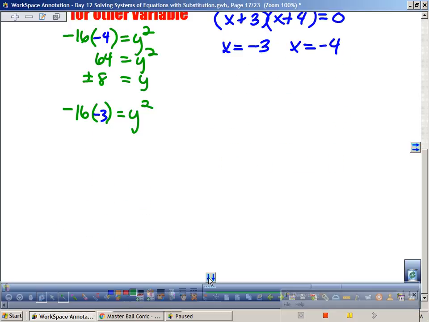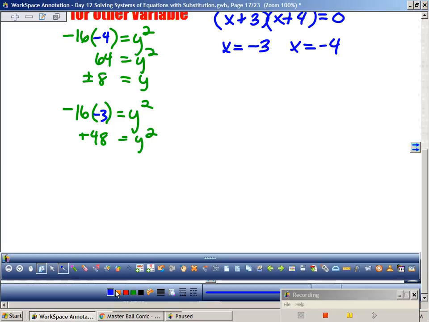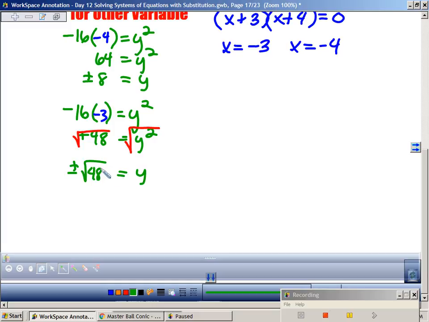This one, I'm going to get positive 48 equals y squared. And when I take the square root of both sides, I get y equals plus or minus almost 7. That's what that means. That's what you should be telling yourself. Not square root of 48, but almost 7. Make sense? Okay, so that's the hardest one on your homework.